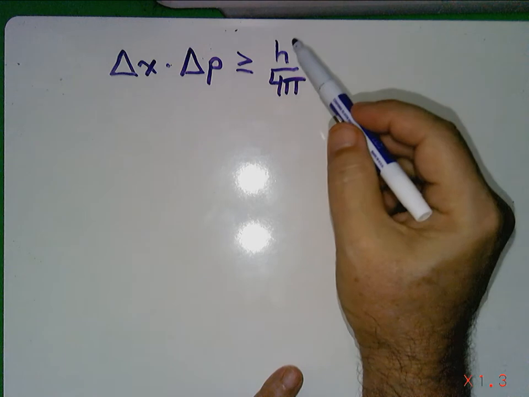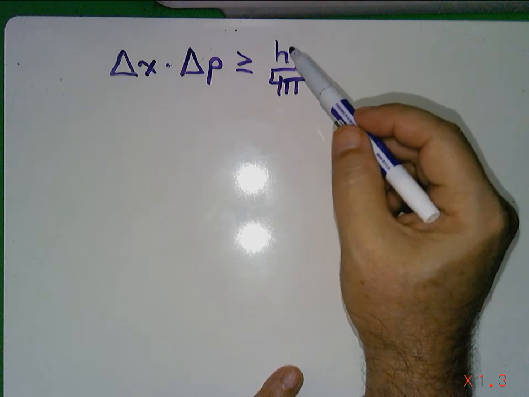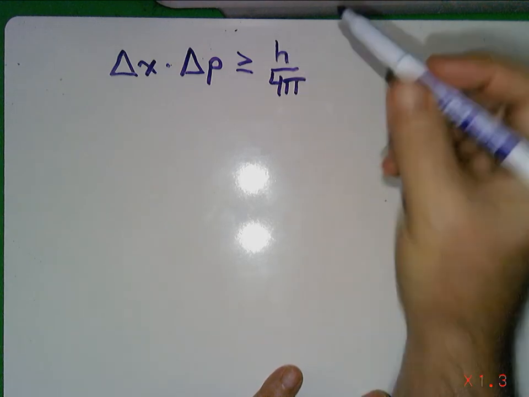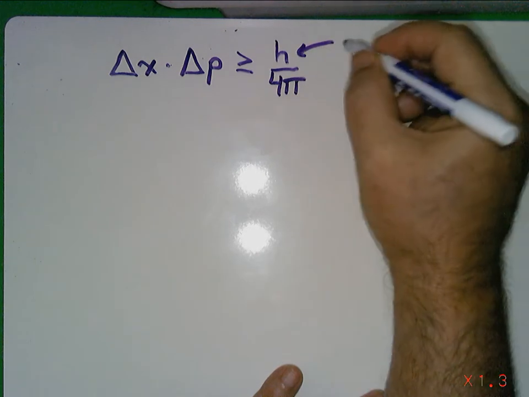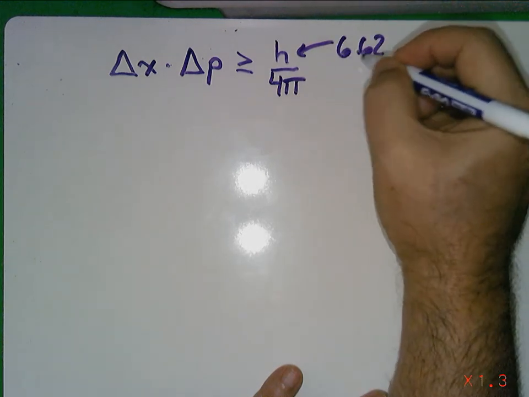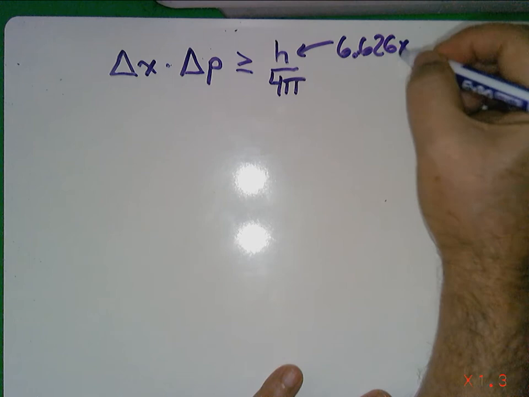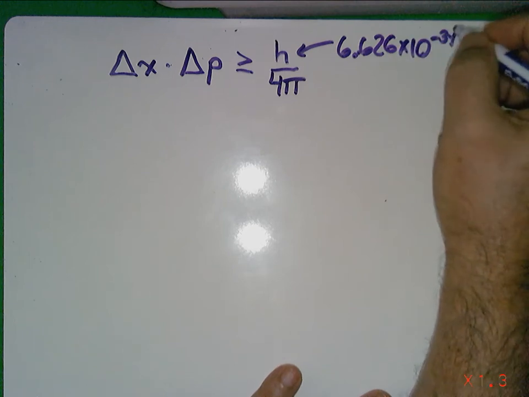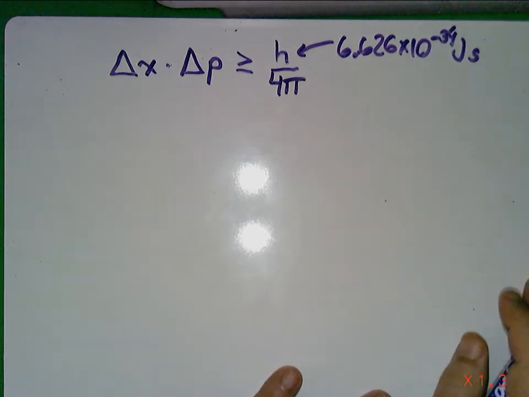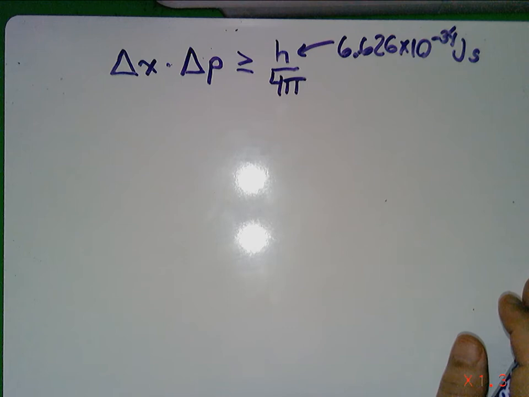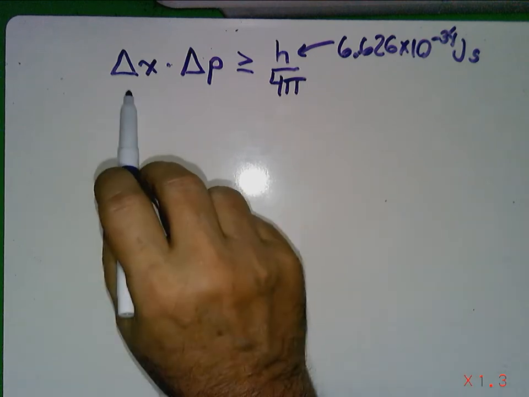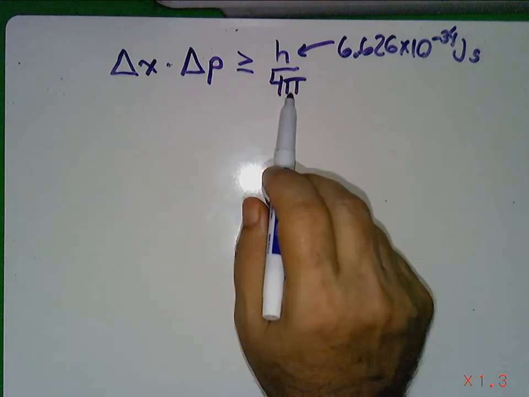This is the same Planck's constant that keeps on cropping up over and over again. It has a value of 6.626 times 10 to the minus 34 joule seconds. And it is a sign that you're doing quantum mechanics. You will only see Planck's constant appear in a quantum mechanical equation. This is the mathematical statement of the Heisenberg uncertainty principle.